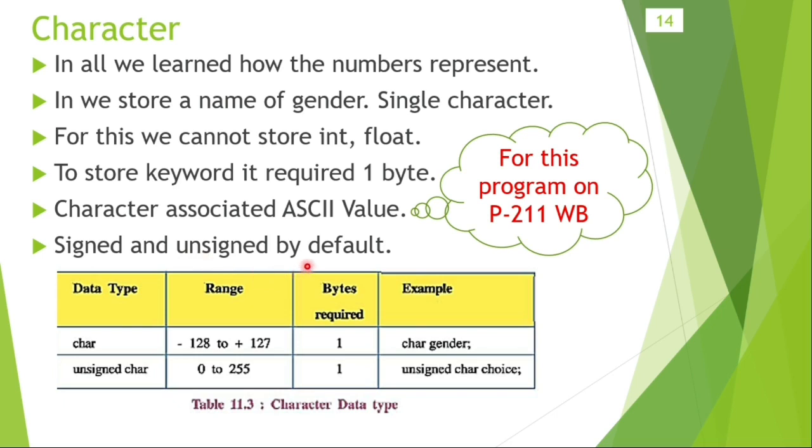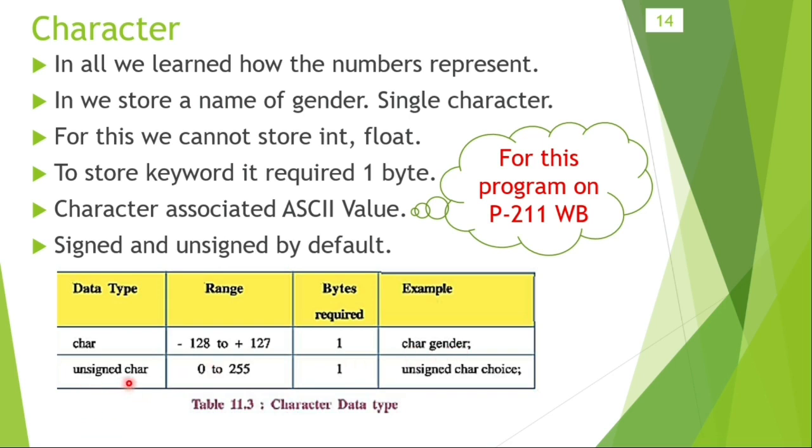Signed and unsigned: by default, both the signed and unsigned ranges of data will come. We will do this program on page number 211 of the workbook. The data type is character, which comes under minus 128 to plus 127. Bytes required for character is 1 byte. Suppose you are writing A from the keyboard, that is what is required.